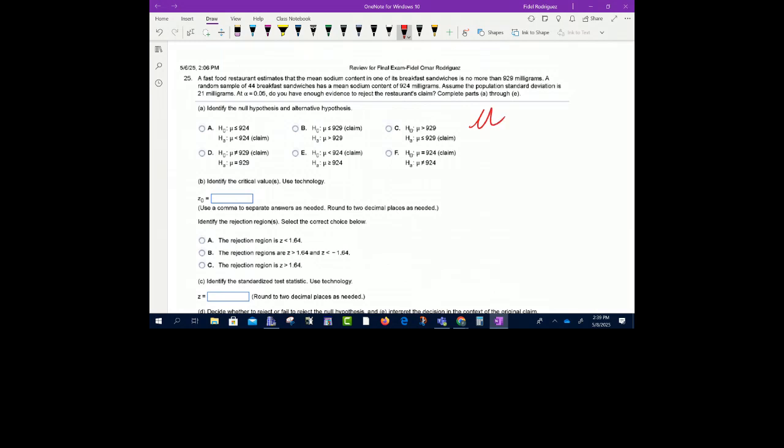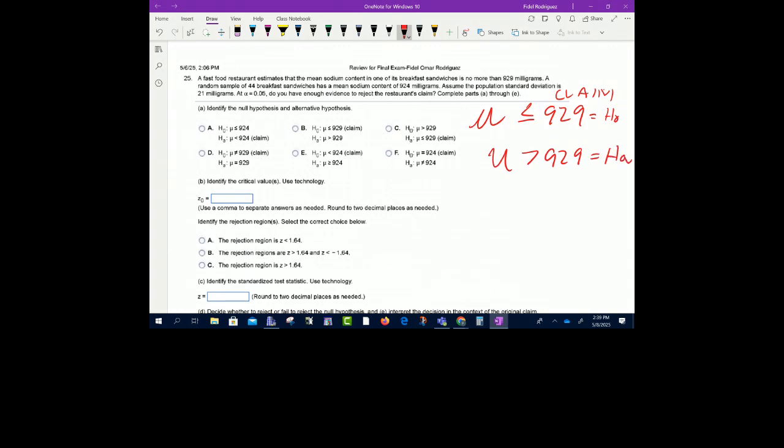So y'all, I'm going to use the little funny looking U letter, mu, right? No more than 929. That means that is the biggest number it could be, right? So it's going to be 929 or less. This here is my claim. Because we have this little equal to part, that's my H0. Then bigger than 929 is going to be my Ha.